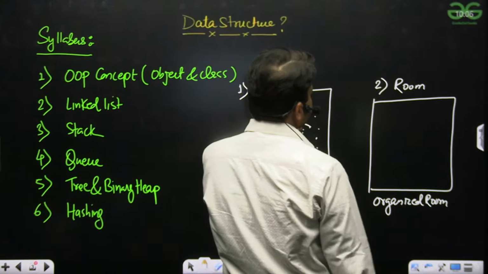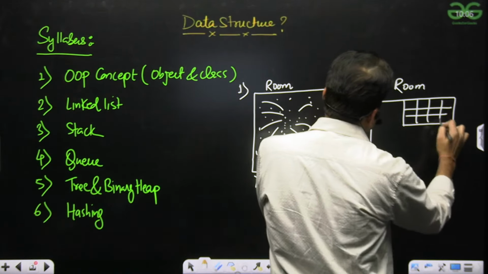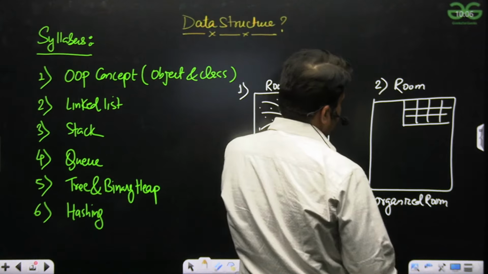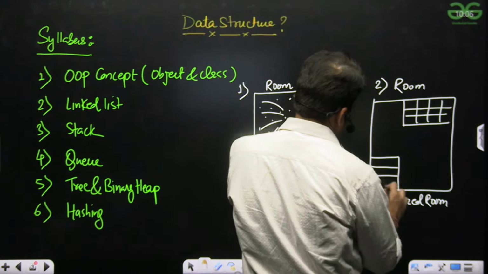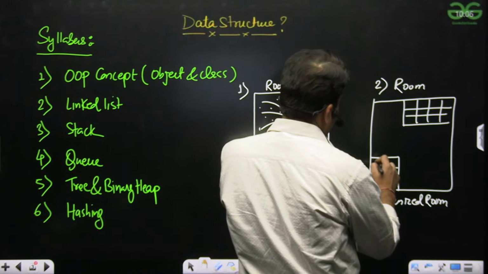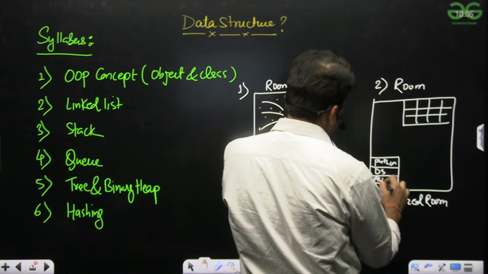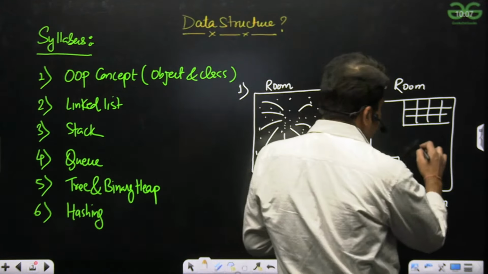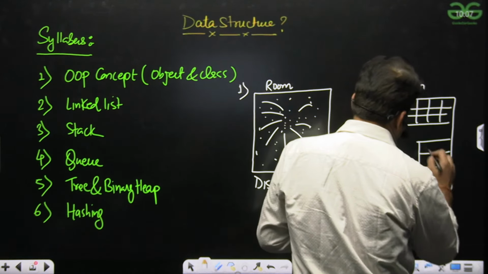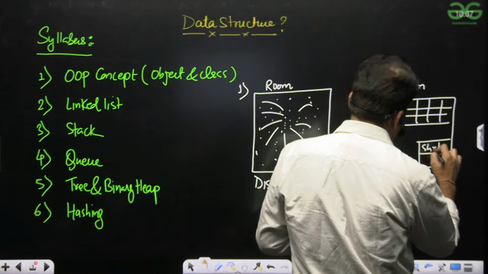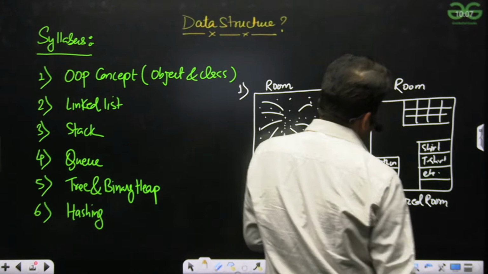You arrange all things in a proper manner. These are all your utensils on the kitchen racks, and this is your books rack. Your books, like Python books, DS books, Algo books, each have their own rack. And this is your wardrobe, where your clothes are arranged, like shirts, t-shirts, etc. So this is an organized room.